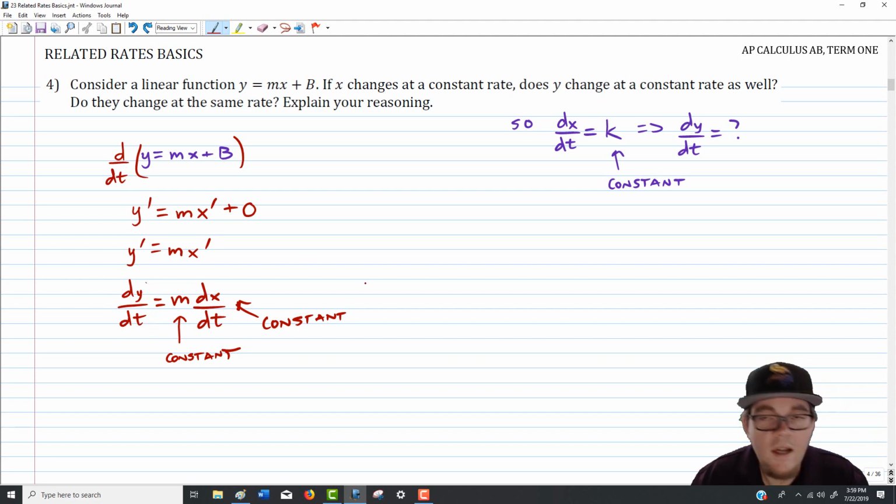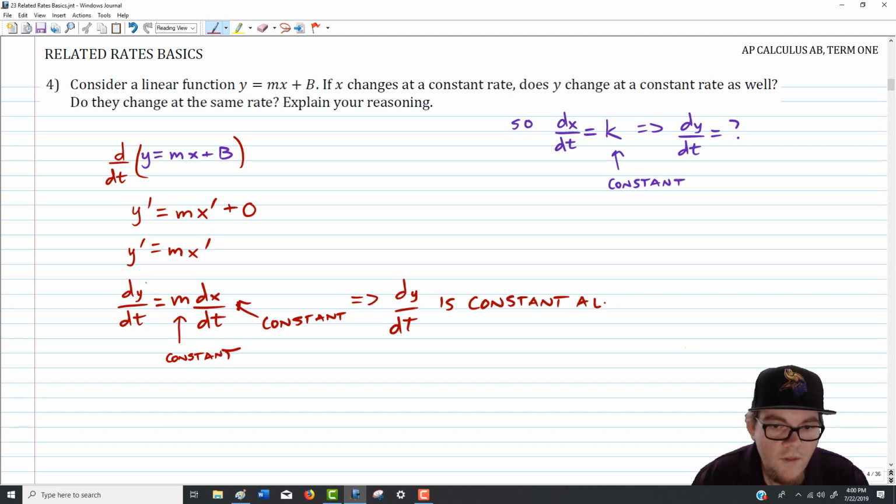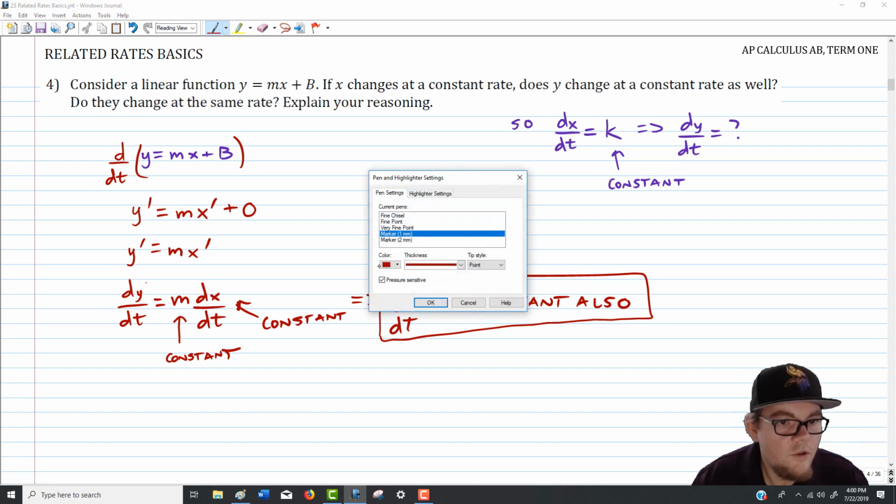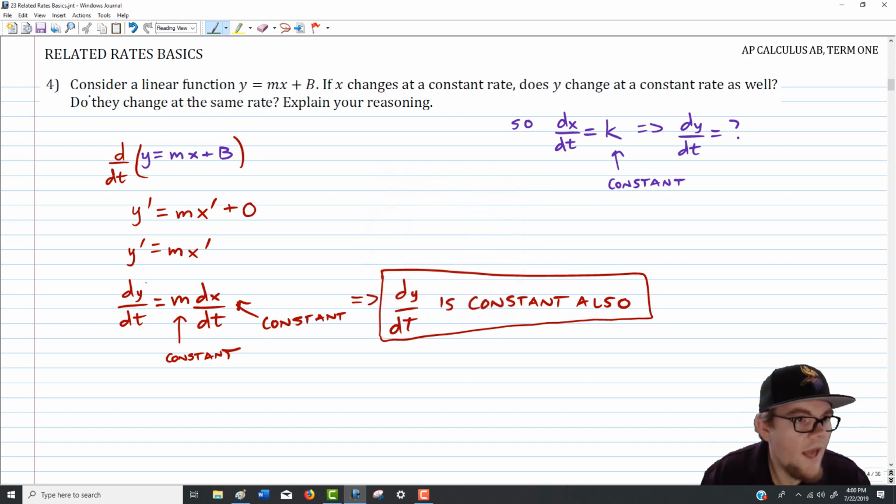So that tells me, since constant times constant is constant, it implies that dy/dt is constant also. So that gives us our first answer. We were able to just show that both pieces of the derivative were a constant, so dy/dt is a constant. The second question they ask is, do they change, they being x and y, change at the same rate?